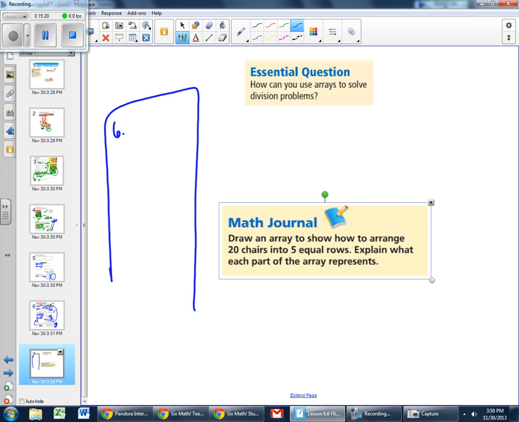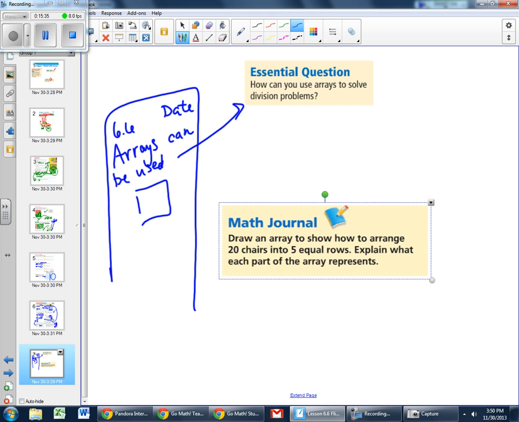This is 6.6. Write the date. And you're going to say arrays can be used. Finish this. Tell me how. Give me a nice little example down here.